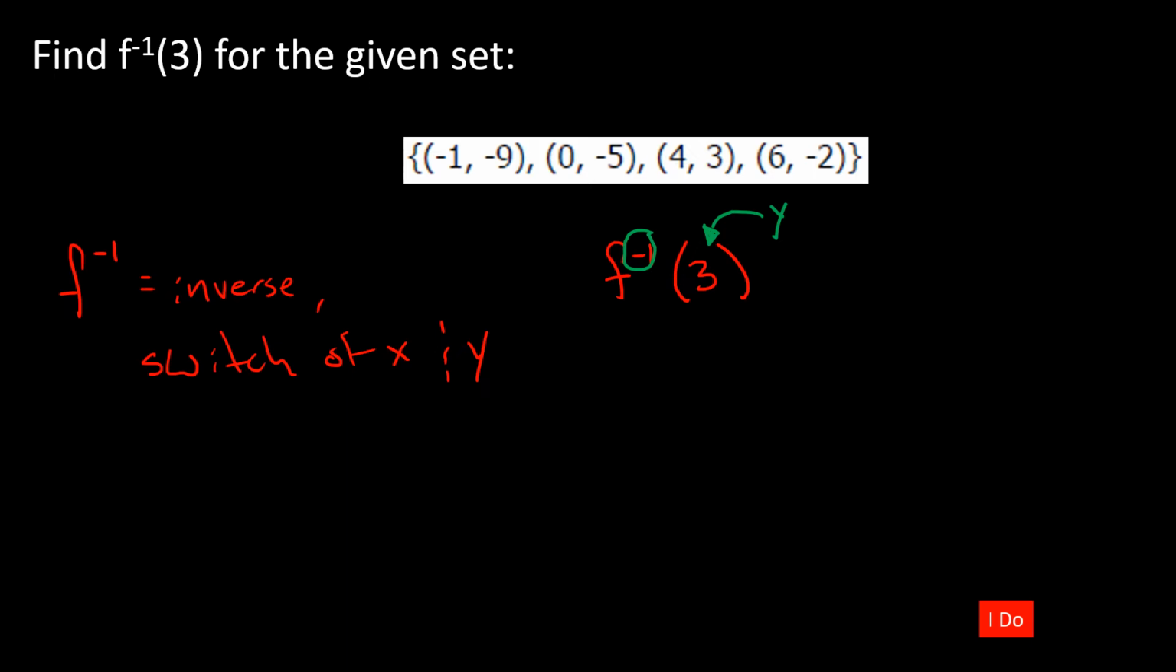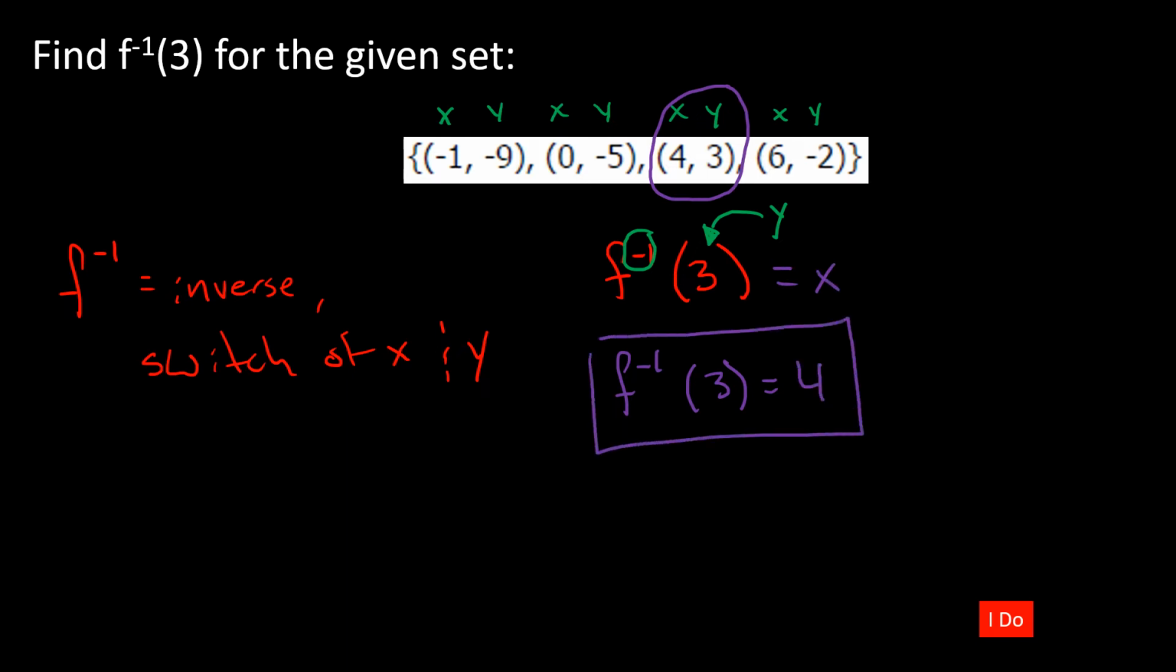And it's our y again because it's what the value is switched. So if we label all these points x, y, x, y, x, y, x, y, I want to see where y is 3. Well, y is 3 only at this third point. And when f inverse of 3 happens, our x value, which is what we're looking for, is 4. So this would be our answer of 4.